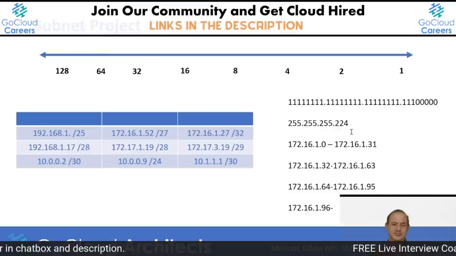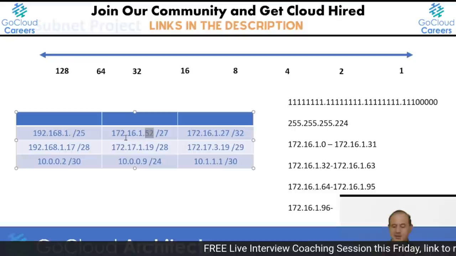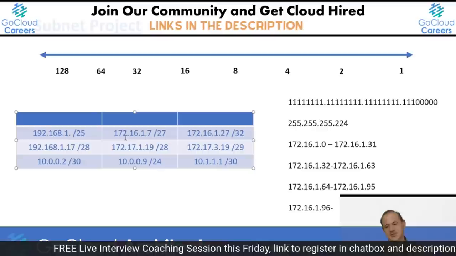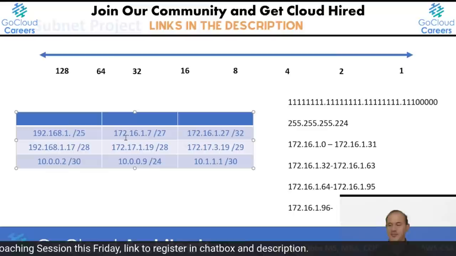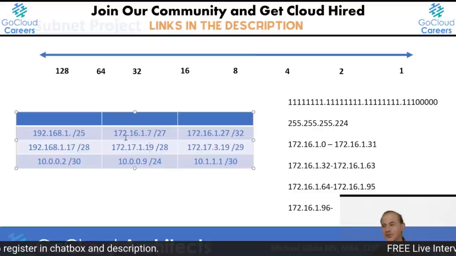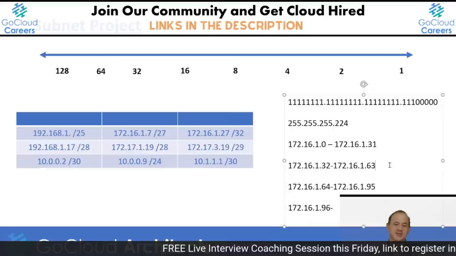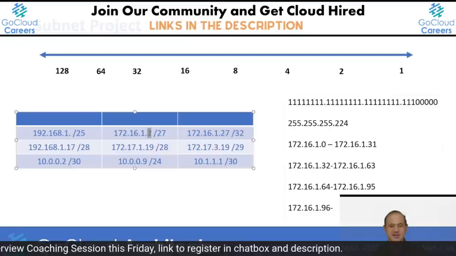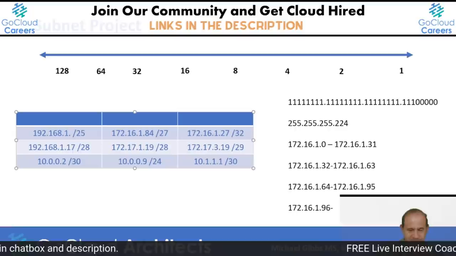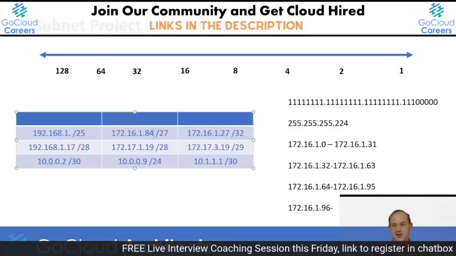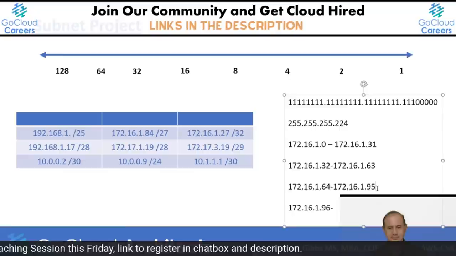Now let's say this was 72. Is 72 divisible by 32? Yes. More than one or less than one? Oh, wait, more than two. Is it more than two or less than three? More than two. But it's less than three, it's two, so it fits in the second subnet. Now, by comparison, let's say it was 84. How many times is 84 divisible by 32? 32, 64, again, it sits on that same subnet. It's on the same subnet because it fits in there.